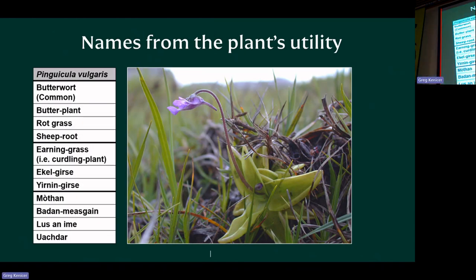Here we've got a plant named for its utility and its use. So in English, butterwort, butter plant, and earning grass, and these names are used because of its relation to the dairy industry. Dropping a plant into milk would curdle it and you could use it to make cheese, so it was effectively like a rennet. That might be with the enzymes on the surface that this carnivore uses to digest its fly prey. It might be those that are acting to kind of curdle the milk.